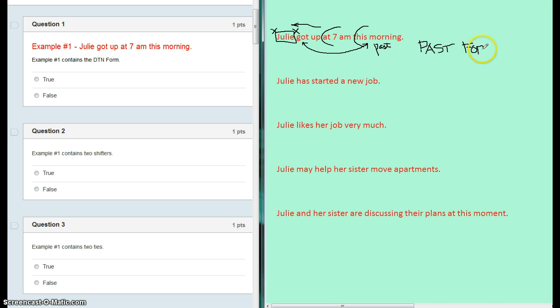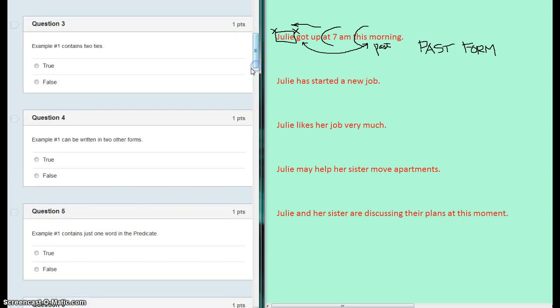Okay, now we're ready to take a look at the questions about this example. So example number 1 contains the DTN form. False. It's the past form. Example number 1 contains two shifters. Yes, that's true. Okay, true. Number 3, example number 1 contains two ties. No, just one tie. The past form only ties with the definite time in the past.